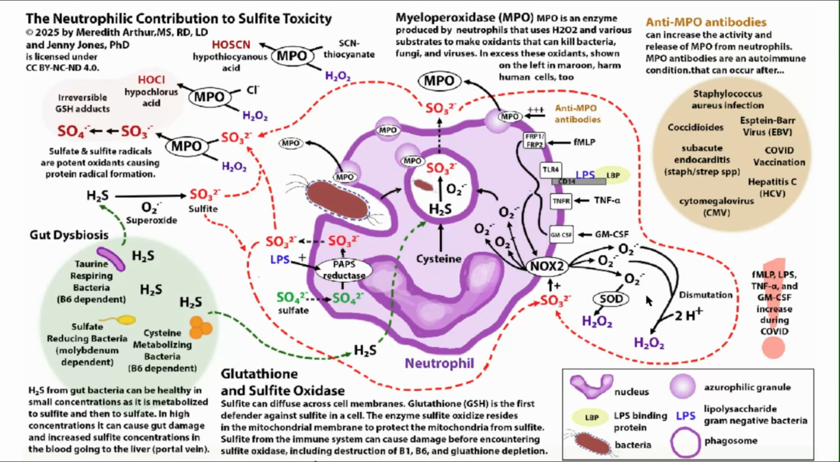And so we have all these increased oxidative stress markers. The hydrogen peroxide then can come over here and interacts with something that's released from neutrophils. It's called MPO, myeloperoxidase. And it uses the hydrogen peroxide and various substrates to make oxidants that can kill bacteria. So some of these are this hypothiocyanous acid, and that uses thiocyanate.